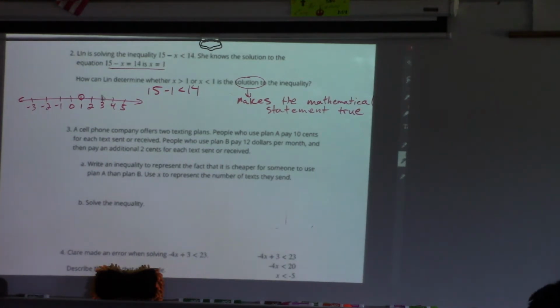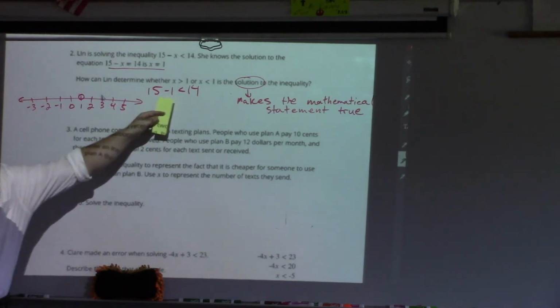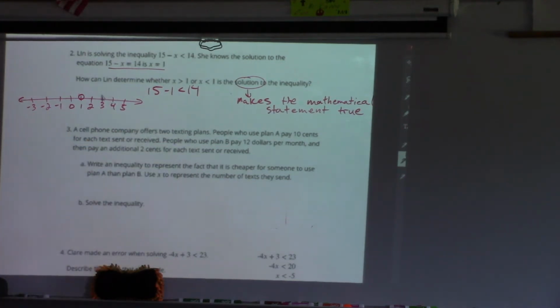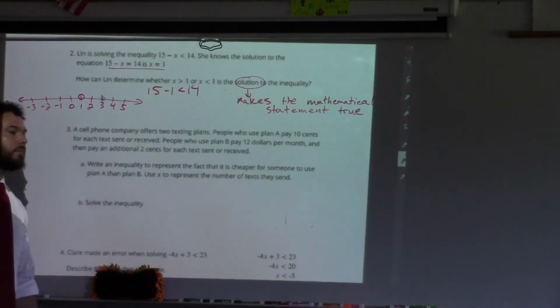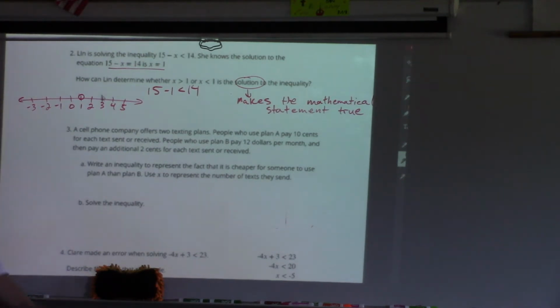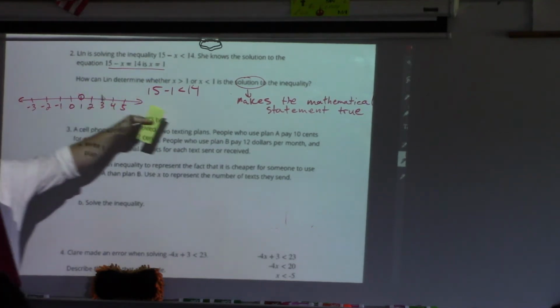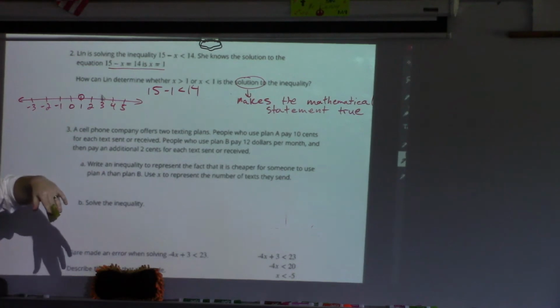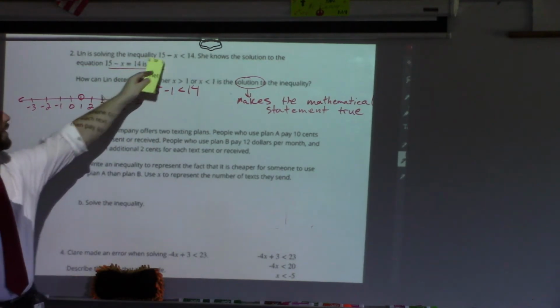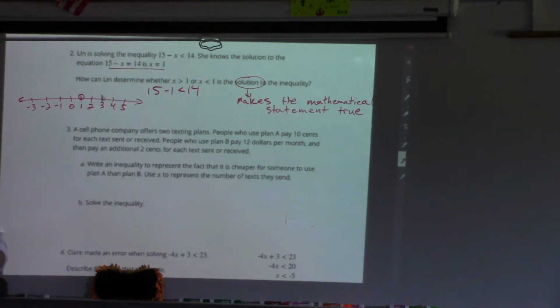Any ideas about which direction we should probably shade, based maybe on the inequality? To the right? But it's a less than, so why to the right? Because the bigger the number, the more we'll subtract. Okay, notice there's logic there: the bigger the number, the more you're subtracting from 15 to keep it less than 14. Also, if we end up dividing by a negative, what does that do to the direction of the inequality? Flips it or reverses it, right?